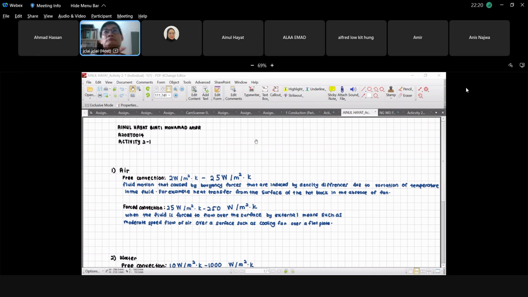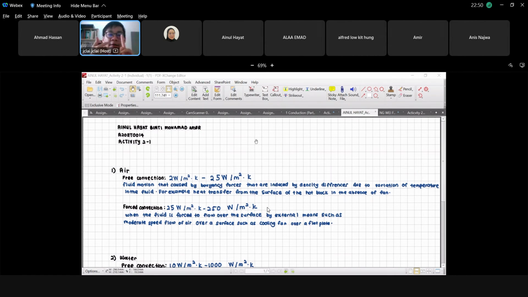Basically there is no wind, let's say. Okay, so then you can roughly have some idea already. This machine is located outside, no wind, so it's not forced convection, but free convection. So you roughly have some idea.